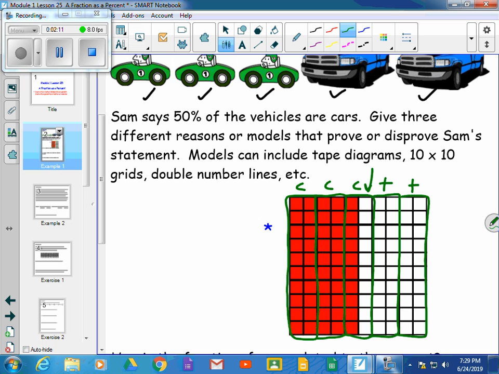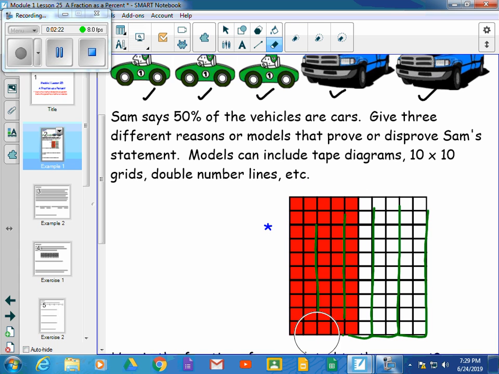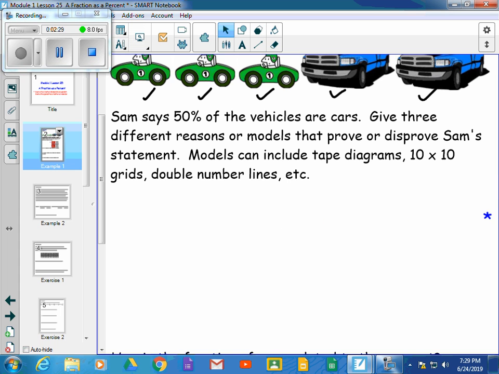Matter of fact, Sam should have said that 60% of those are cars. 60% of the vehicles are cars. 3 out of 5. So we just disproved it. So we showed that he was wrong by using a 10 by 10 grid. I want to show you a couple more models that we could use.